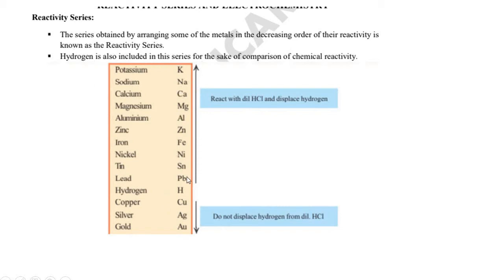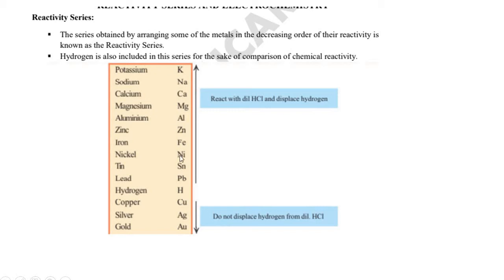Hydrogen is also included in the series. Hydrogen is not a metal, then why are we including this hydrogen? It is for the sake of comparison of reactivity. So we are comparing the reactivity of these metals with respect to this hydrogen. That is why hydrogen is included.